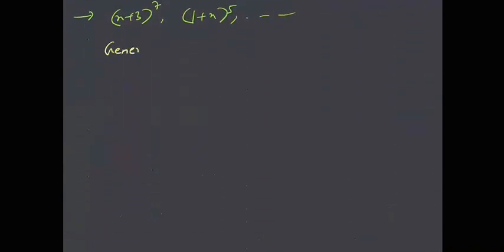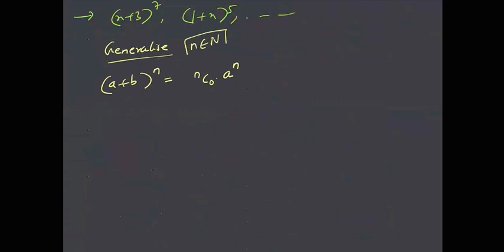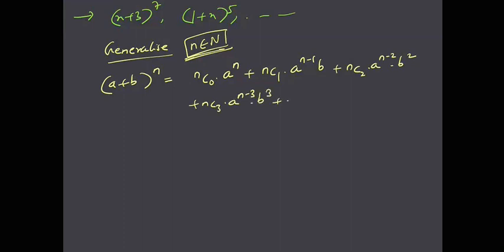Let us generalize (a + b) whole power n. So (a + b) whole power n will be nc0 into a power n. Instead of 4 or 5, now I have written n, and I am treating n as a natural number. So it is nc0 into a power n, plus nc1 into a power n minus 1 into b. The power of a decreases by 1, the power of b increases by 1, plus nc2 into a power n minus 2 into b square, plus nc3 into a power n minus 3 into b cube, plus so on.